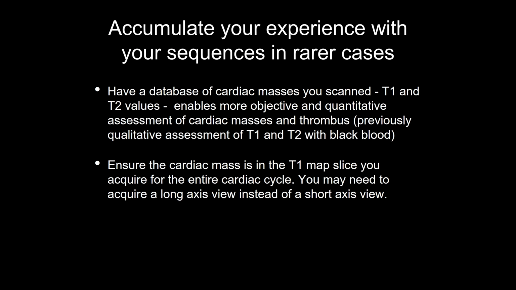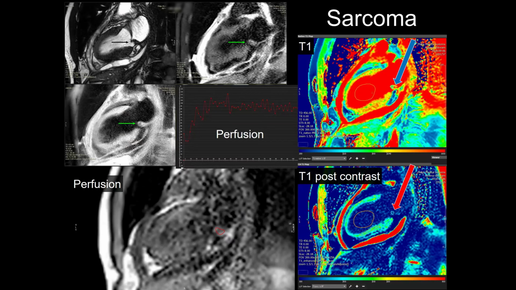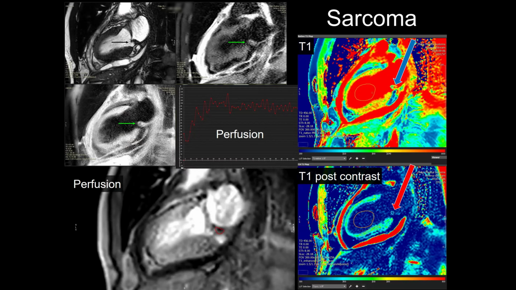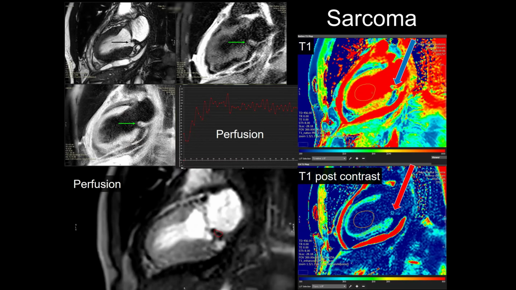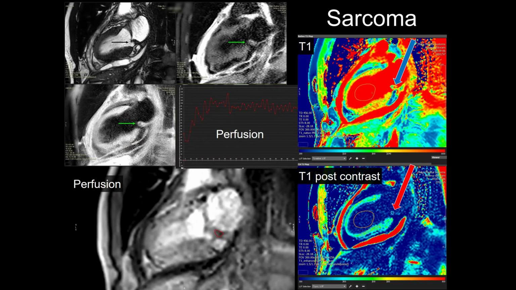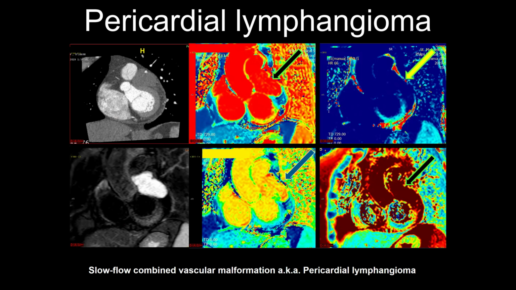In rarer cases like masses and so on, we are continually acquiring data, and we have a little database locally to see what experience we've had with these masses in the past. Here's a patient with a sarcoma, see positive perfusion and abnormalities on the tissue maps. Here's a patient with a pericardial lymphangioma.